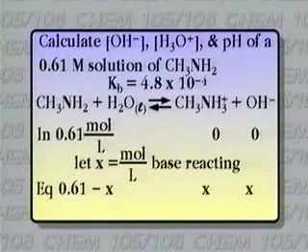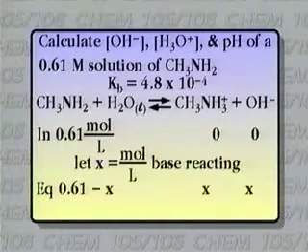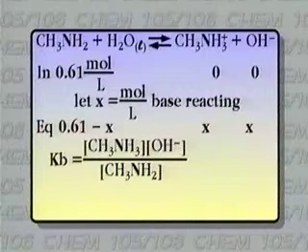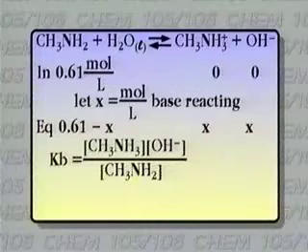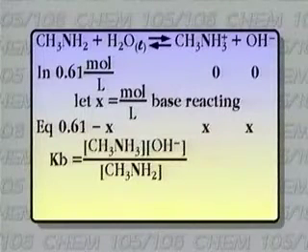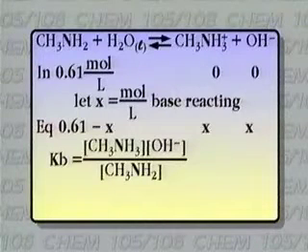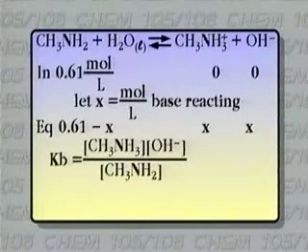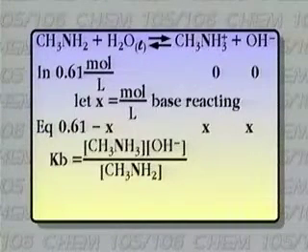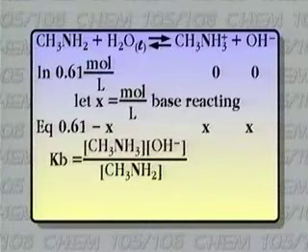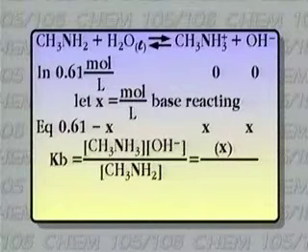And of course, one of the things that we have is a K, an equilibrium expression, Kb. Kb is equal to the concentration of the CH3NH3 plus, times the hydroxide ion concentration, all divided by the concentration of the CH3NH2. And we know numerically that this is equal to 4.8 times 10 to the negative fourth. That's given in a table.